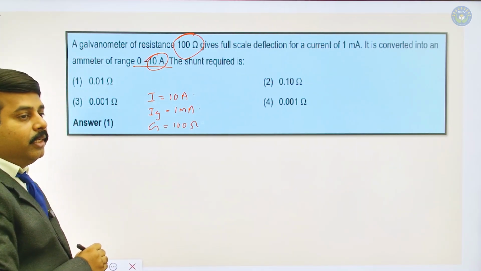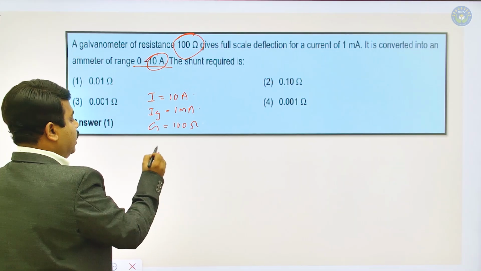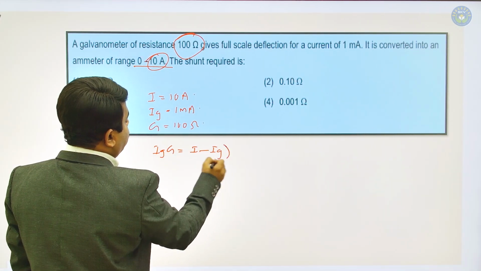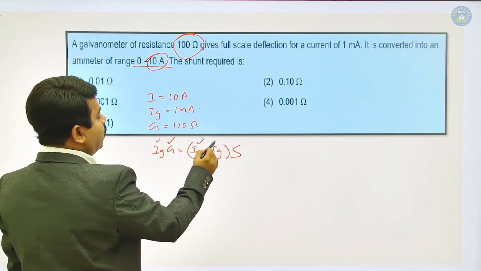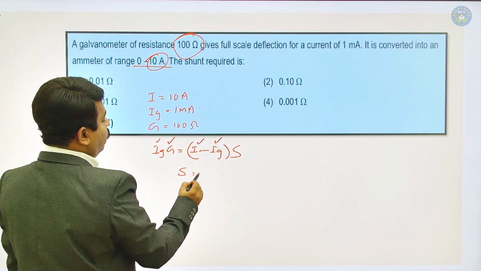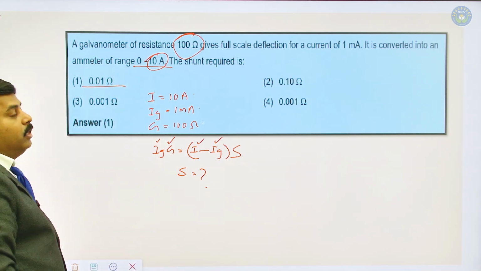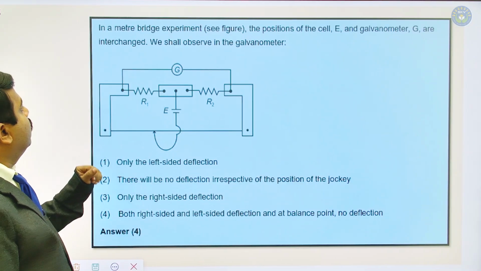Now what is the galvanometer to ammeter conversion? What is the formula we studied? Ig G is equal to (I minus Ig) into S. All the values are given: Ig, G, and main current I. Only S we need to find. By solving these, you get the answer as 0.01 ohm, right? All right.